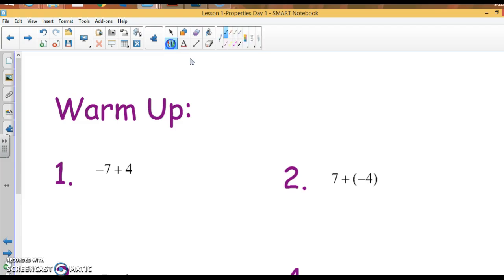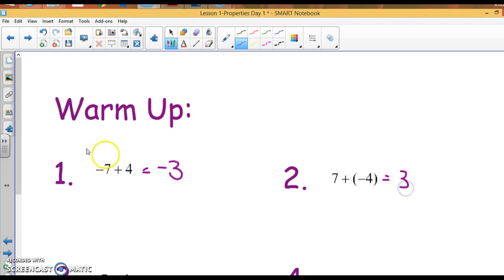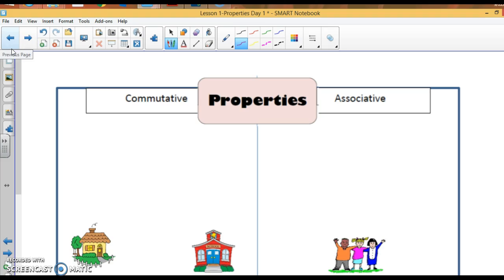-7 plus 4, the signs are different. So you subtract and take the sign of the larger, it's -3. 7 plus -4 is +3. Now, we're going to talk about properties today.